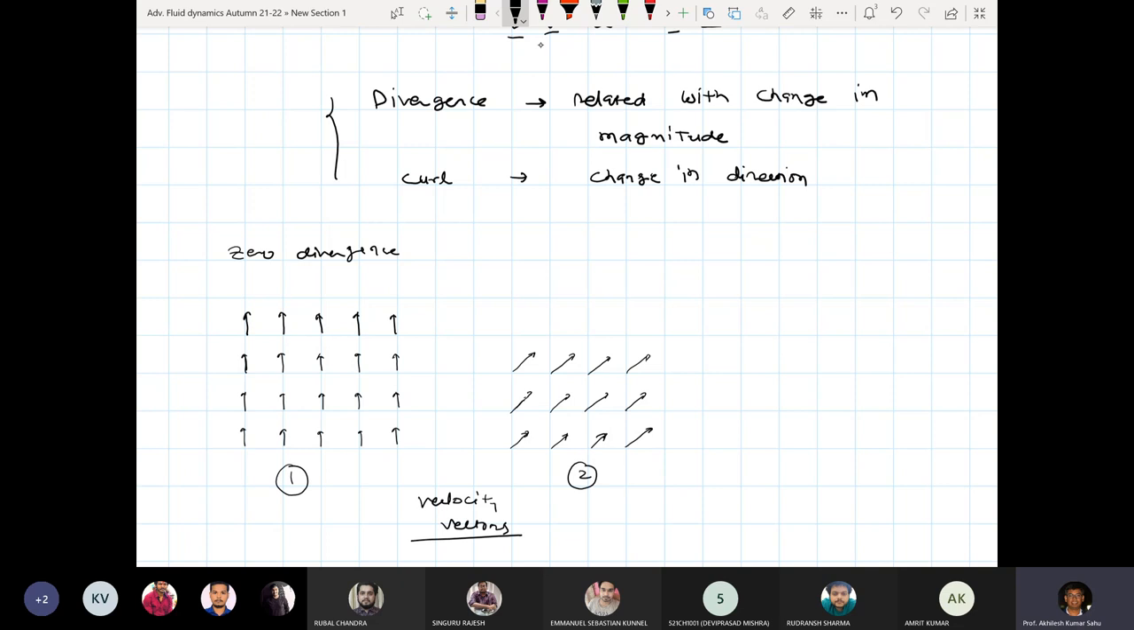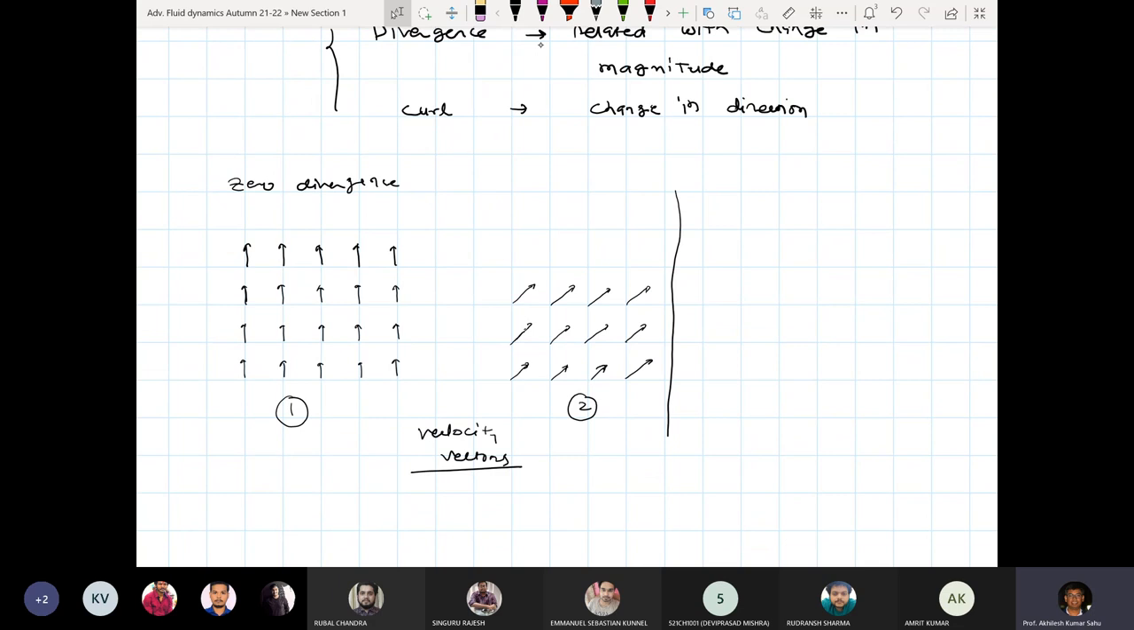So the velocity field has zero divergence, it's a zero divergence velocity field, a divergence free velocity field. And this is the example of non-zero divergence. Non-zero divergence means, let's say here it's like this. Here it is bigger. It's getting bigger. So the magnitude is changing.